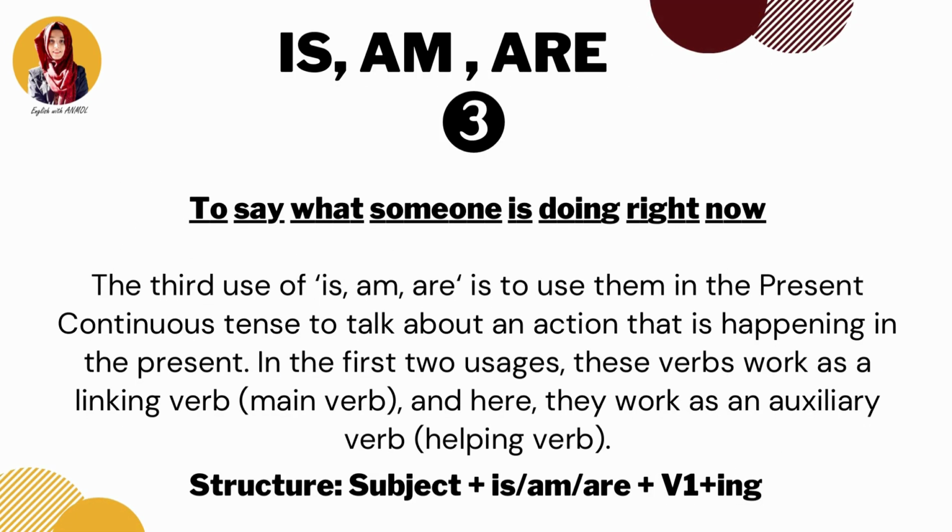Now we have situation number 3, to say what someone is doing right now. The third use of is, am, are is to use them in the present continuous tense, to talk about an action that is happening in the present.